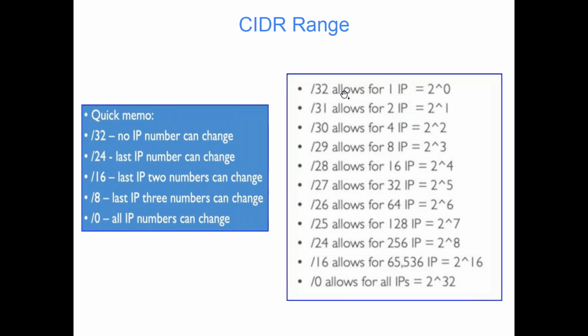So the bigger the number, the smaller the range, and the smaller the number, the bigger the range. You keep coming down. If the range is /30, then 2 raised to the power 2, that means 4 IP addresses will be allocated to your range. /29, then 2 raised to the power 3, that means 8. So basically, starting with 1, then 2, then 4, 8, 16, 32, 64, 128, 256, and similarly.